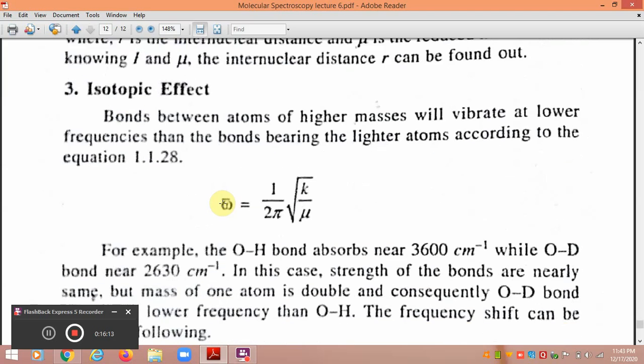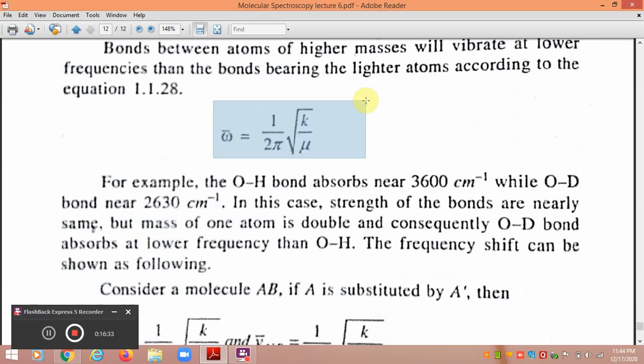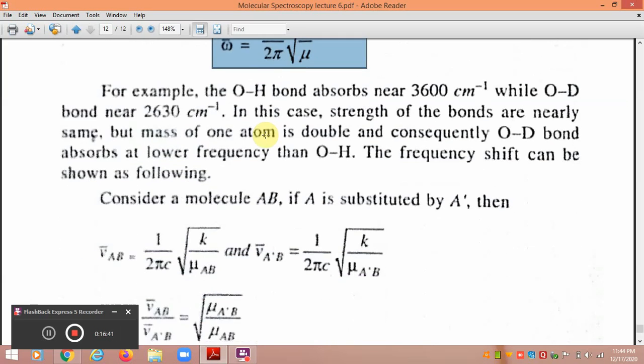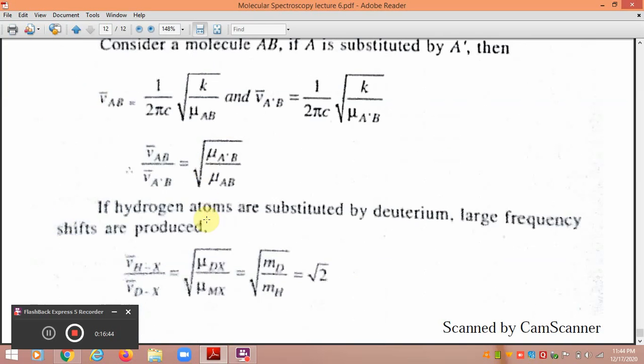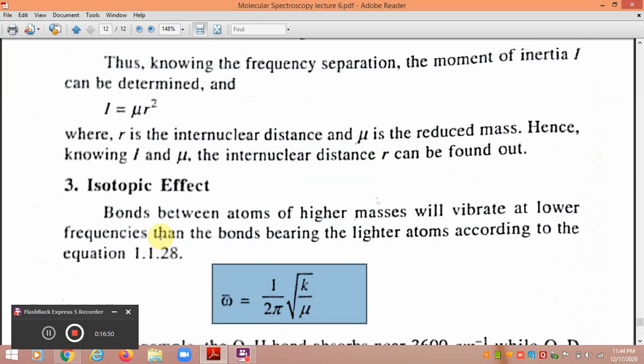Again, the isotopic effect. With the help of this isotopic effect, we are able to compare the bonds between atoms of higher masses with those of lighter masses. It is also observed that bonds between atoms of higher mass will vibrate at lower frequency than bonds bearing lighter atoms, because the vibrational frequency is inversely proportional to the reduced mass. That's why vibrational frequency will be inversely proportional to the mass of the atom. So from this we will be able to study the isotopic effect, whether the atoms are heavier or lighter, with the help of this vibrational frequency.